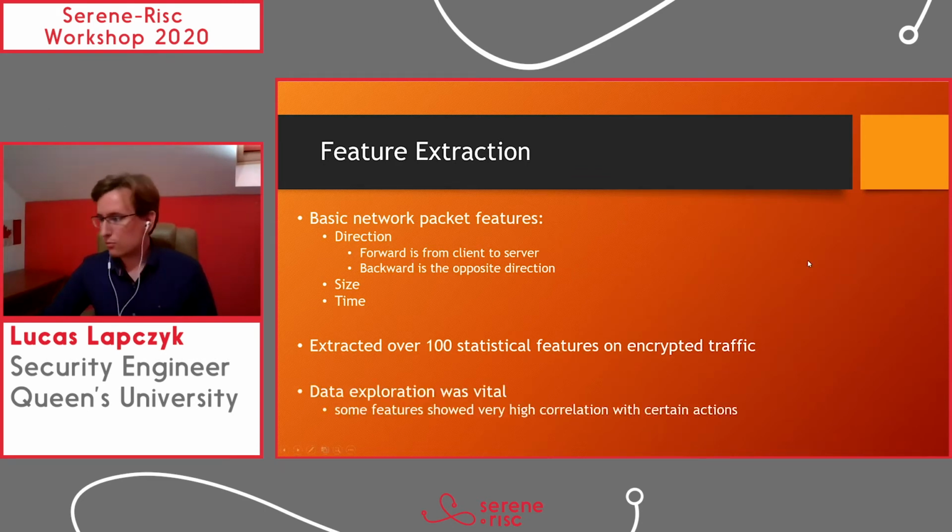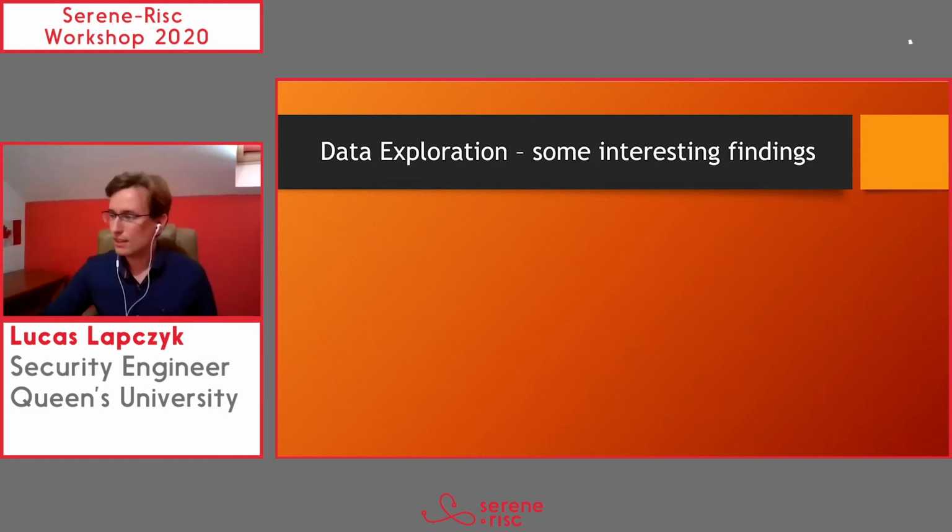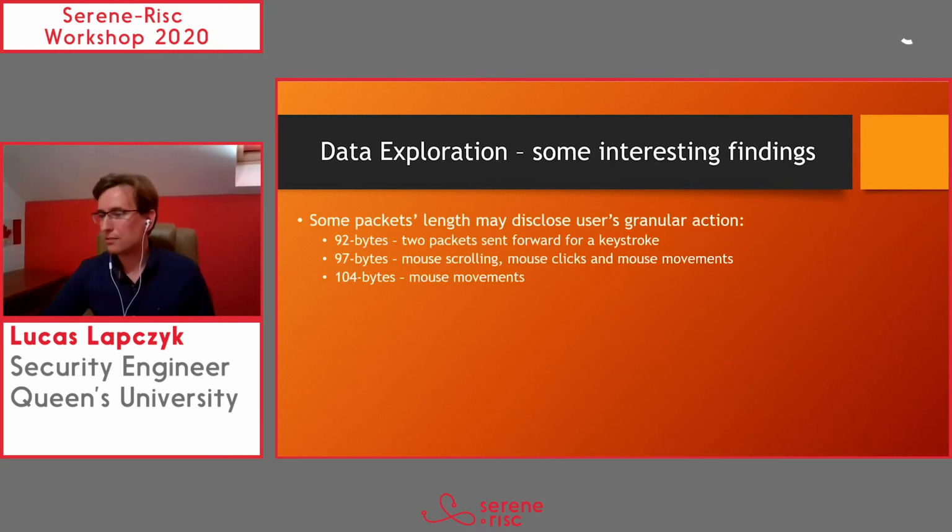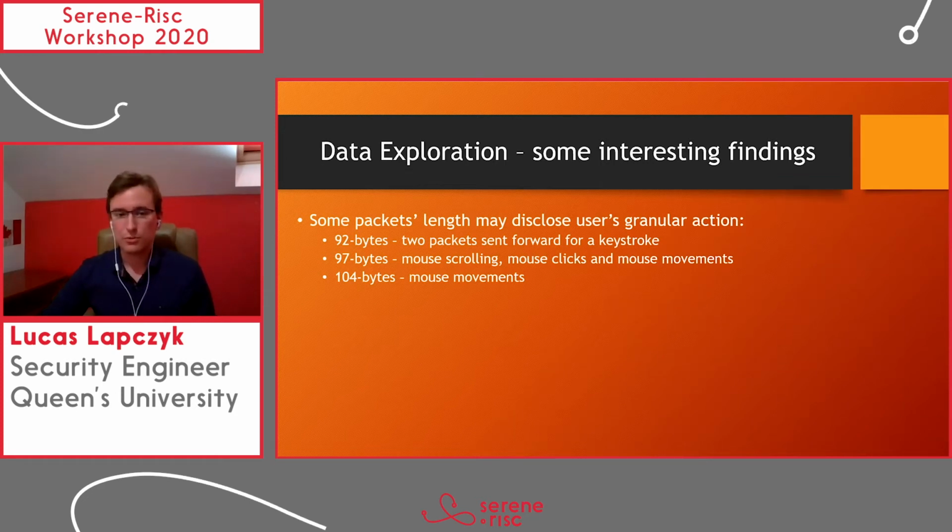Data exploration was vital because that allowed us to discover some extremely important features. Let me share some of the interesting findings. Some packet lengths disclose what the user is doing precisely. Two 92-byte frames, or packets for simplicity, are sent forward, so from the client to the server, whenever a user presses a single key on their machine.